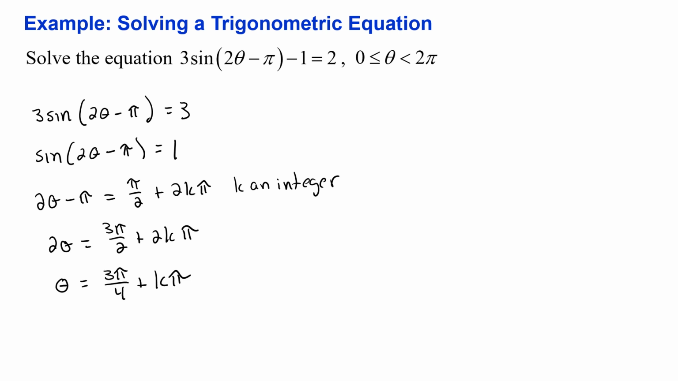The values of k equals 0 and k equals 1 will provide the 2 solutions to our original equation of 3 times sine of the quantity 2 theta minus pi, from which we subtract 1 equals 2, in the specified interval of 0 less than or equal to theta less than 2 pi. Those solutions would be theta equals 3 pi over 4 and 7 pi over 4.